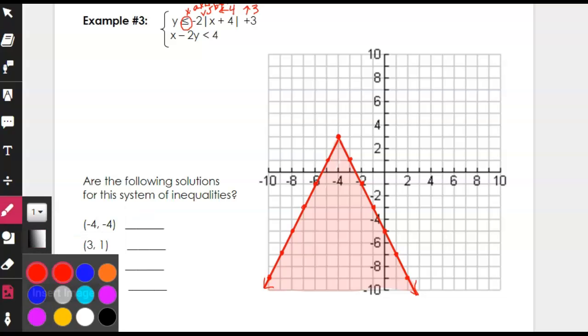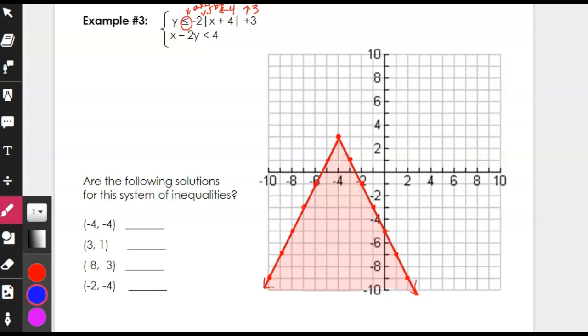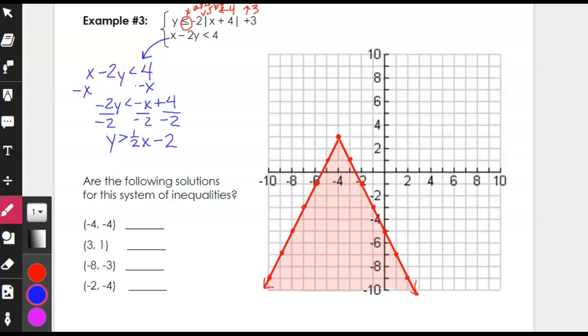All right. So now let's look at that second equation, or sorry, inequality. It's not solved for y, so we're going to go ahead and solve for y. We're going to move x. We have negative 2y is less than negative x plus 4. I'm going to divide all sides by negative 2. When I divide by a negative, that means I switch my inequality sign. I have 1/2 x minus 2 as the expression for my line.